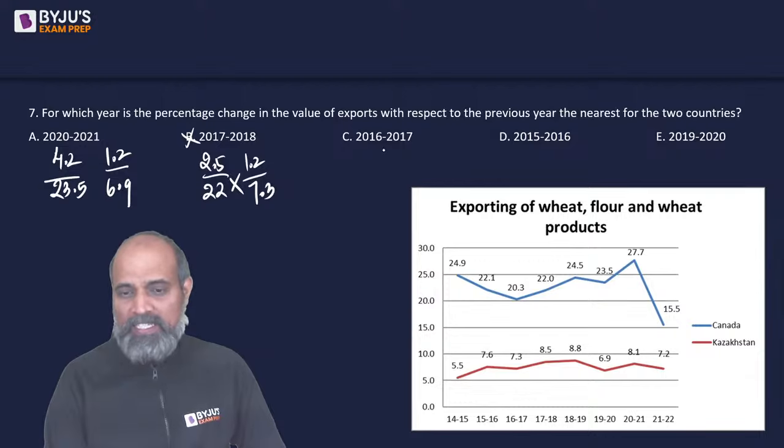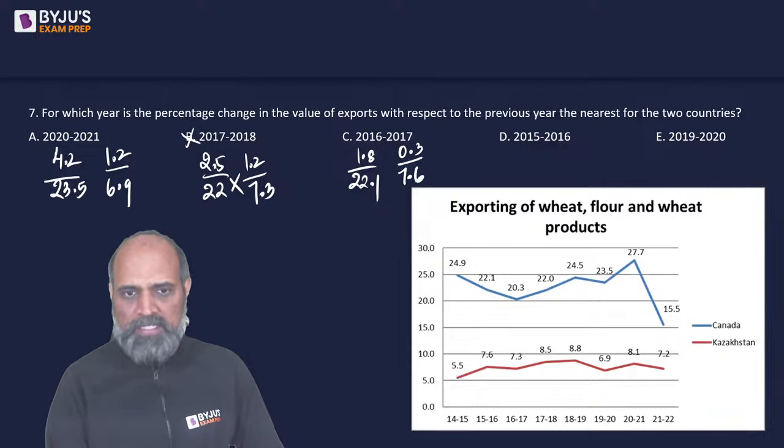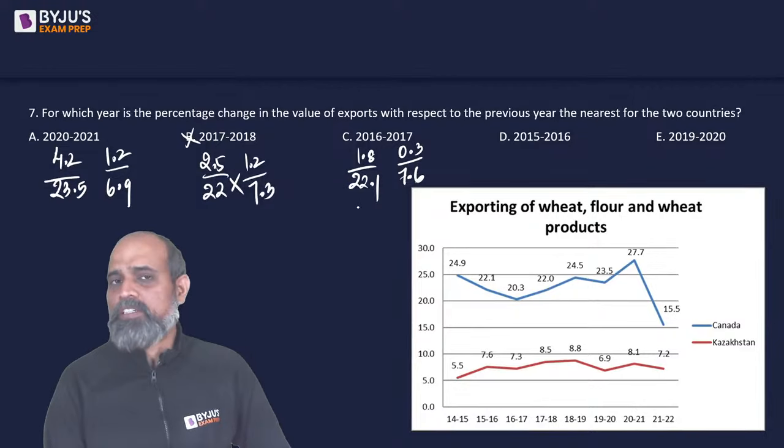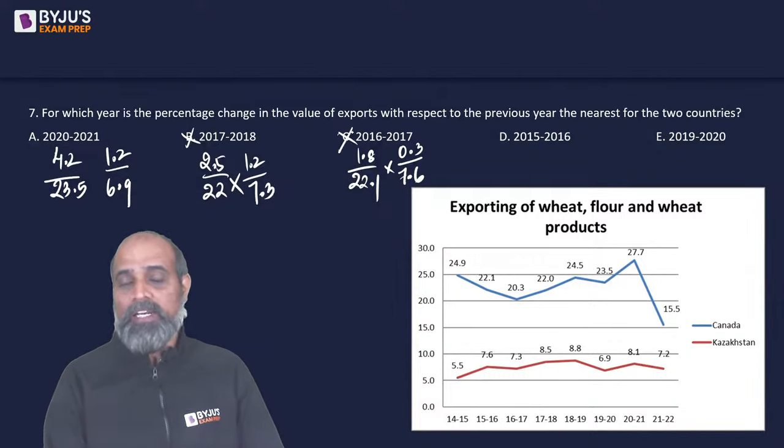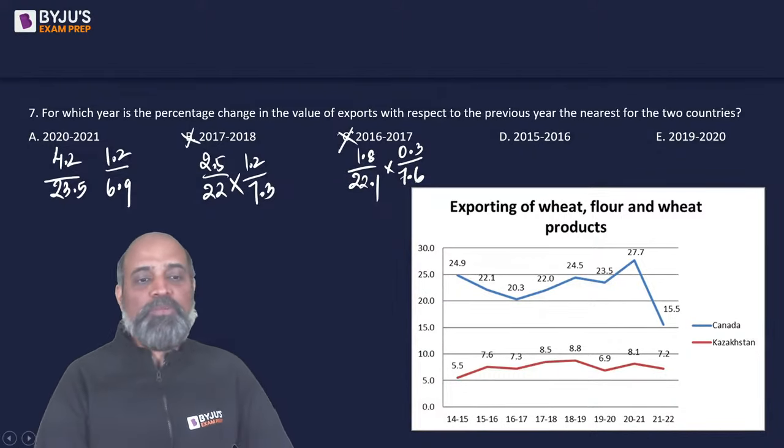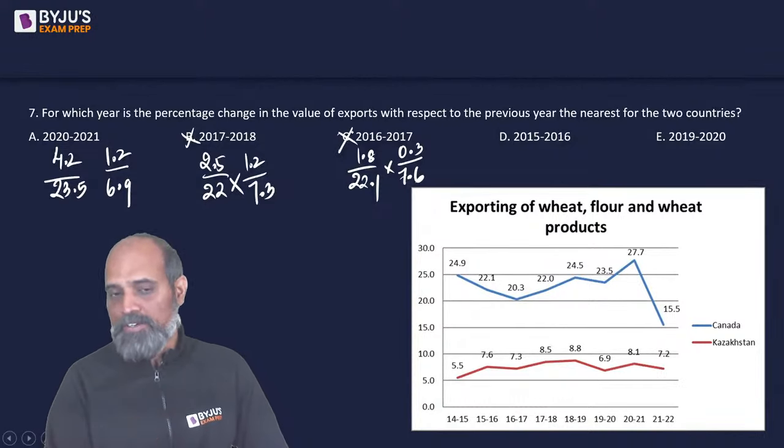C option is 2016-17. 2016-17 for Canada there is a dip of 1.8 over 22.1, and for Kazakhstan there is a dip of 0.3 over 7.6. Now 7 into 3 is 21, so almost the denominator is 3 times but the numerator is 6 times, तो ये भी नहीं होगा, right? Numerator and denominator there should be same number of times, which they are not right now.